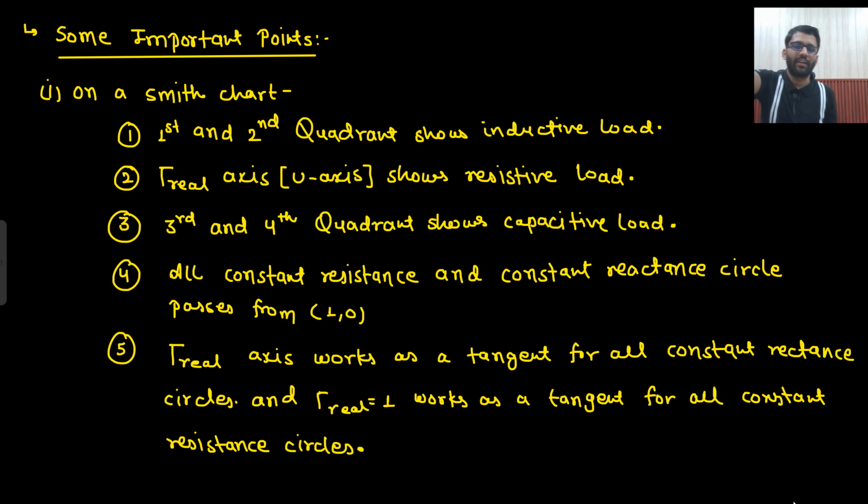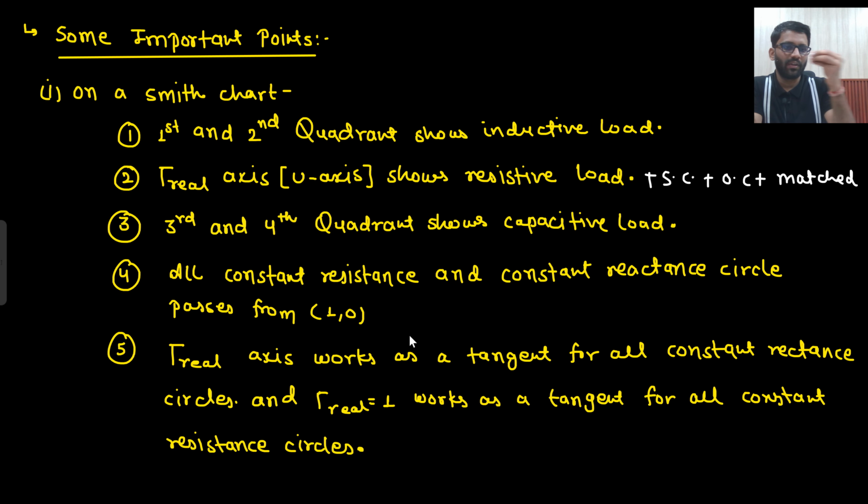So let's write down all the important points. This is just the summary of all the important points. First and second quadrant show the inductive load. Gamma real axis, that means U axis, shows the resistive load, plus short circuit, plus open circuit, plus matched condition as well. Third and fourth quadrant, capacitive load. All constant resistance circles and all constant reactance circles pass through 1, 0, because from 1, 0 in this direction circles originate and in this direction circles originate.